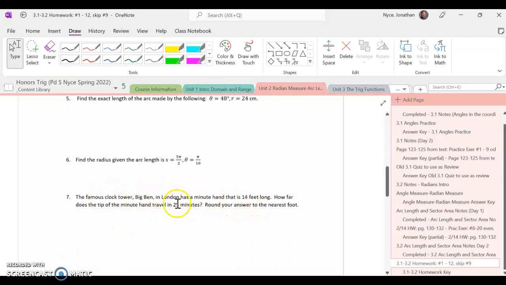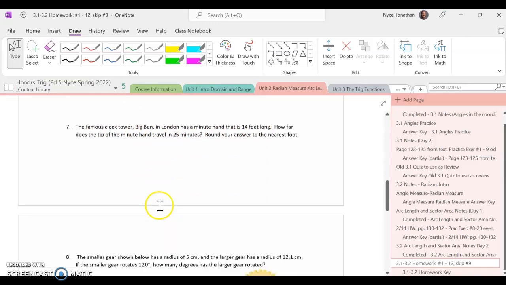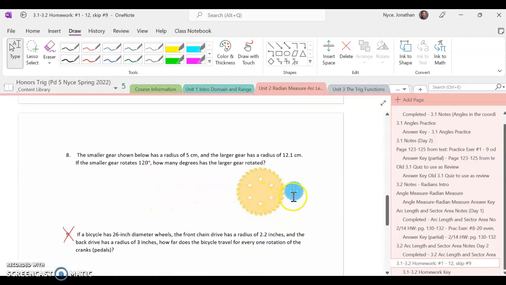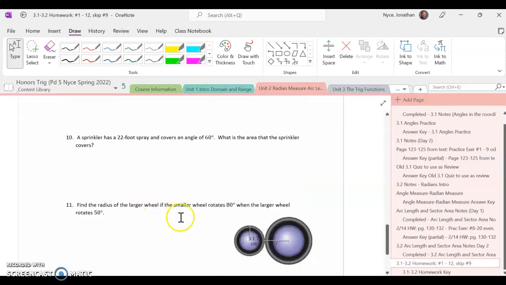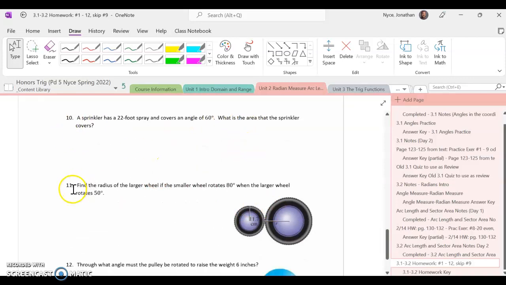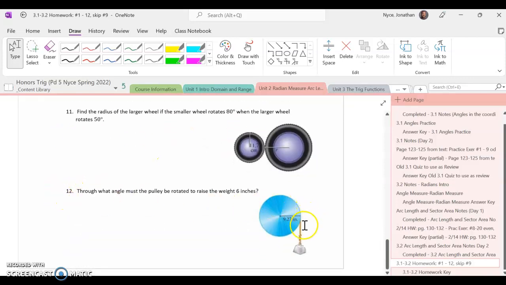How far does the tip of a minute hand travel? That's going to be an arc length. Number 8, here's the two gears again, not connected by a chain, but the small gear and the big gear have the same arc length because those two gears are connected. You're skipping 9. 11's another gear problem. 10's an area of a sector problem. And 12 is similar to the weight being lifted, where the distance the weight is raised is the same thing as the arc length.